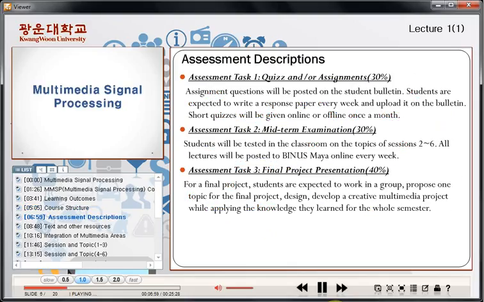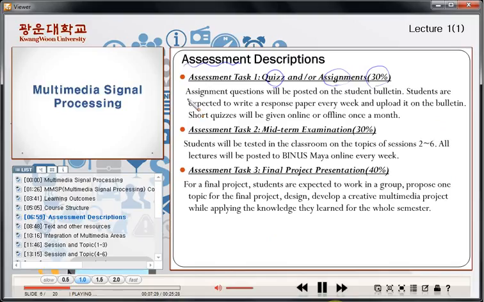And I'll show you assessment descriptions. The assessment means grading credit, okay? So I'd like to introduce assessment task 1, the quiz and our assignment. And 30% are assigned for the credit grading.